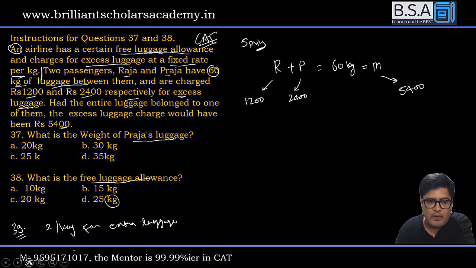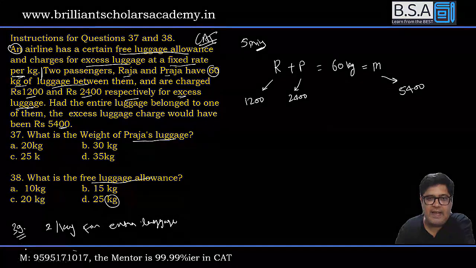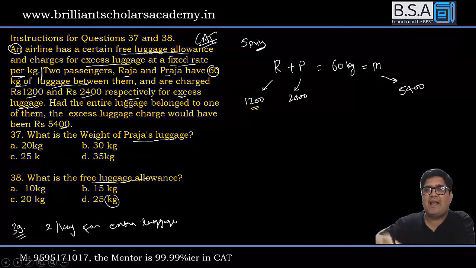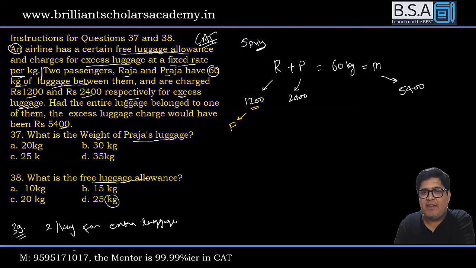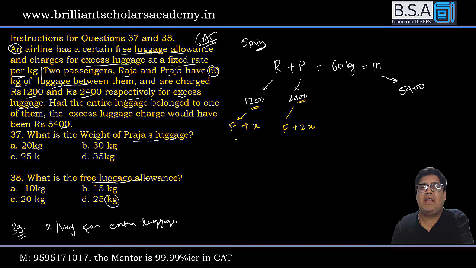So I want you to understand, can I say the extra payment is for the extra luggage they carry? So if there is a free luggage F carried by Raja, Praja will also carry some free limit, because once you cross the free limit, you make the payment. So free luggage is F. Can I say the payment is 1200 and the payment is 2400? Payment is double. If the payment is double, the extra luggage will also be double. F is the free limit, 1 kg, 2 kg, 5 kg, we do not know. So free limit plus they are carrying something.